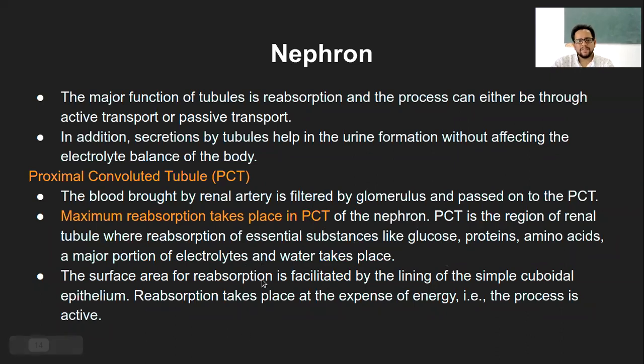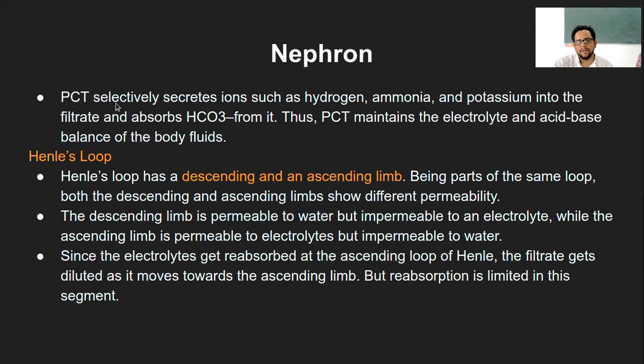And the surface area for reabsorption is facilitated by the lining of simple cuboidal epithelium within this PCT region. And then the reabsorption takes place at the expense of energy because it's an active process. That will be quite obvious as well, because the blood already has a higher concentration, and to absorb from the glomerular filtrate back into the blood will be against the concentration gradient, and that is why it is an active process. So that is the first part of the PCT.